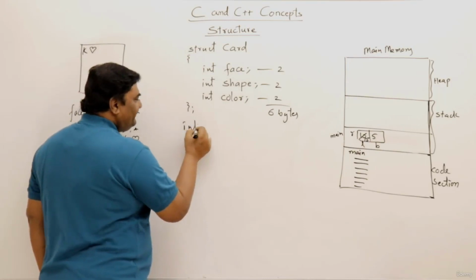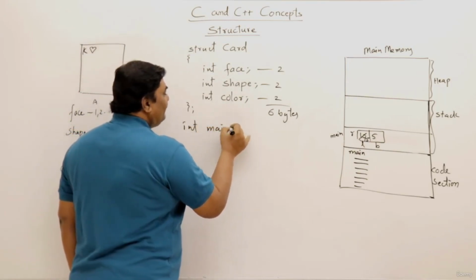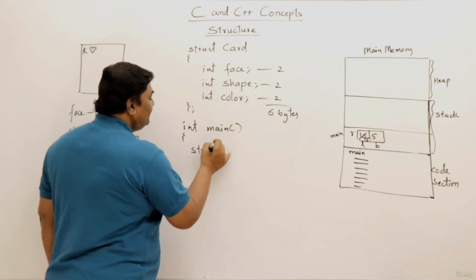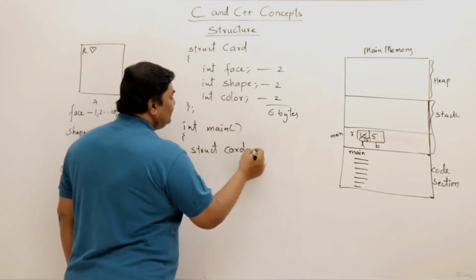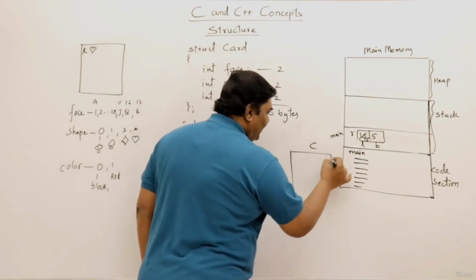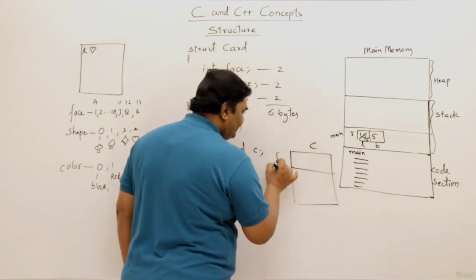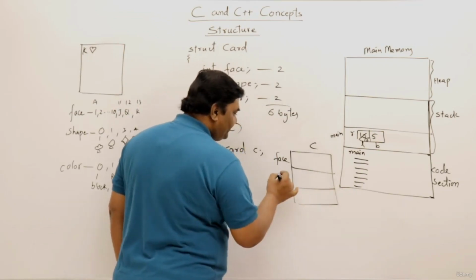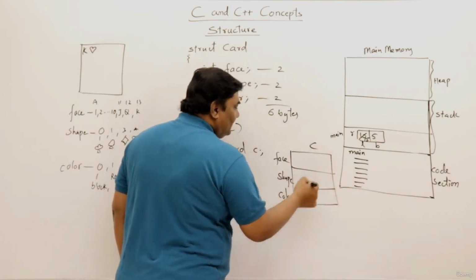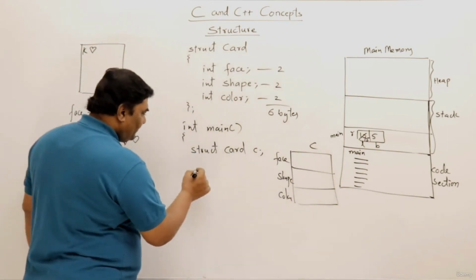So inside the main function, if I declare a variable of this type structure, so I can have a playing card, struct card, and just C. Now this C, how it will occupy the memory, it will have 3 members. First one is face, and the second one is shape, right? And the third one is color. Now I can access all these members by using dot operator.